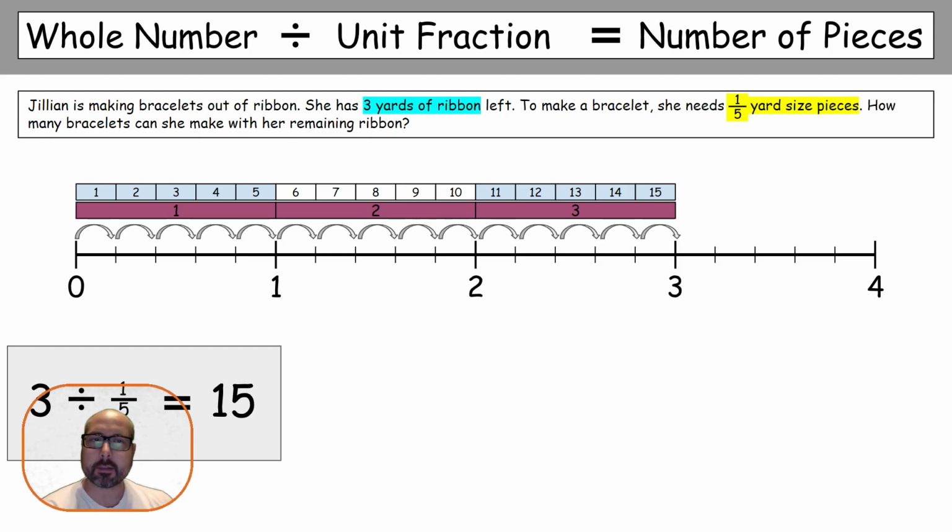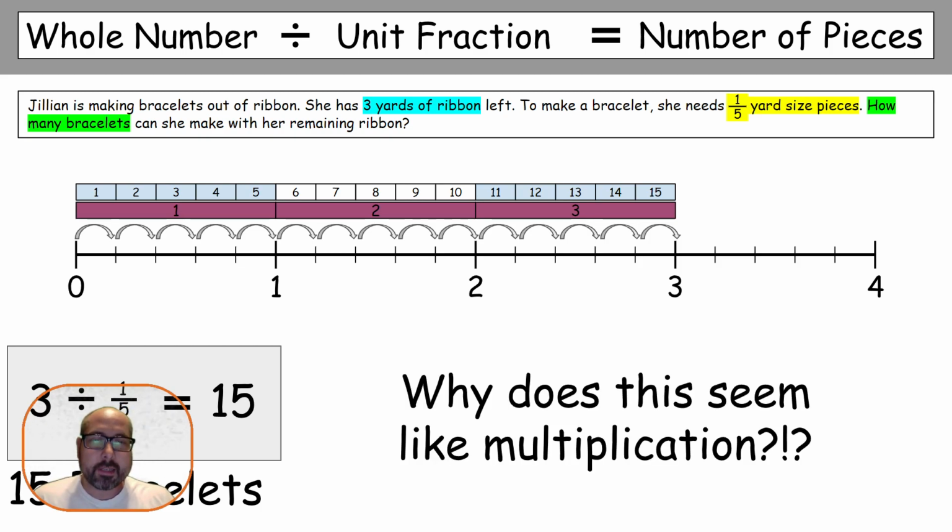Now, we have 15, that's great, but we need to make sure we don't forget to give meaning to our numbers. It starts getting kind of confusing. So 3 is going to represent our 3 yards of ribbon. 1/5 is representing the 1/5 of a yard it takes to make a bracelet. And the 15, well, to figure out what that is, we need to go back to the question. How many bracelets can she make with her remaining ribbon? So that kind of tells us 15 bracelets is going to be how many she can make.